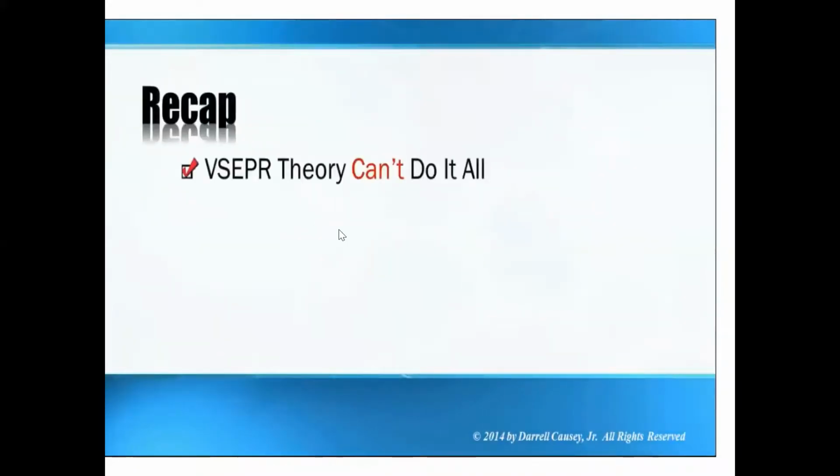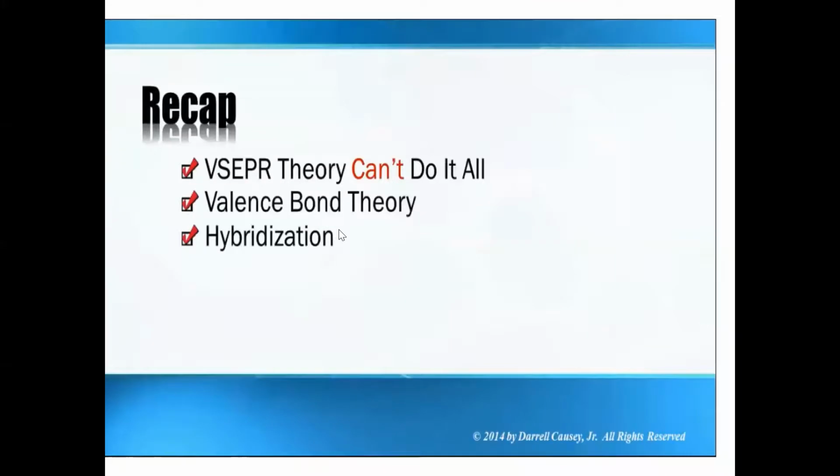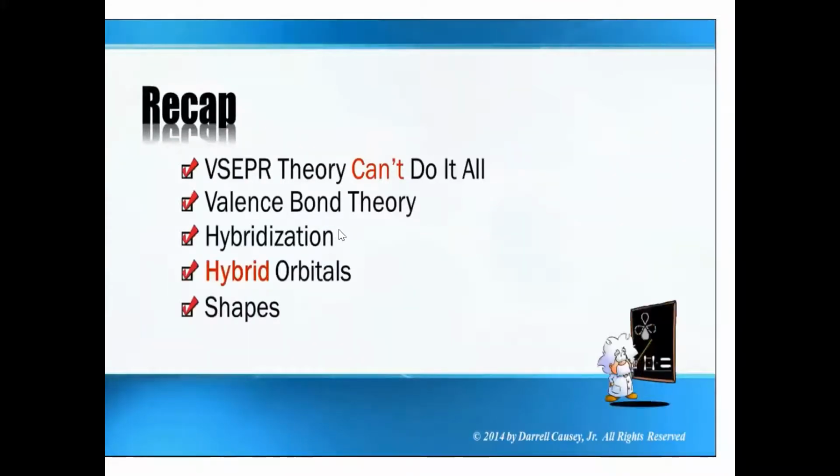All right, let's recap. The VSEPR theory can't do it all, so we came up with the valence bond theory, which introduced the idea of hybridization and hybrid orbitals. And that gives us our shapes, or helps explain the shapes with the VSEPR model as well.